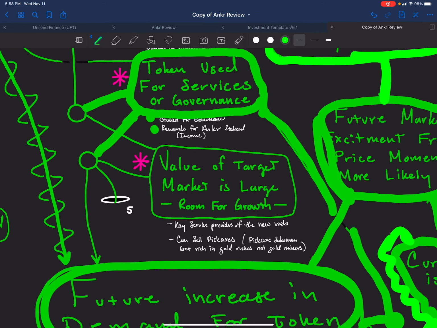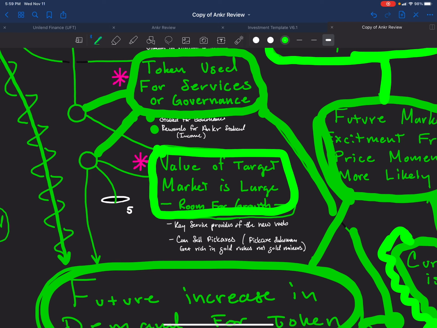So the value of the target market is large and has room for growth. I think their target market is basically the whole of Web3, for any company that wants to use the Web3 stack. That means they're a key service provider of the new Web3, and so there's a huge, huge market for that. They can definitely realize a lot of growth from that.